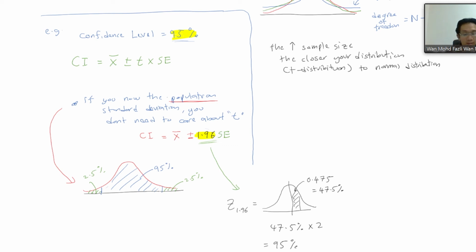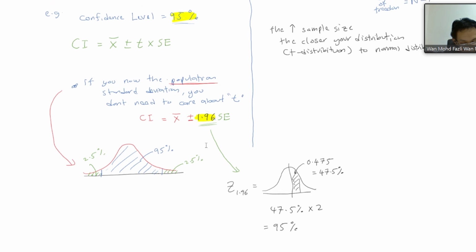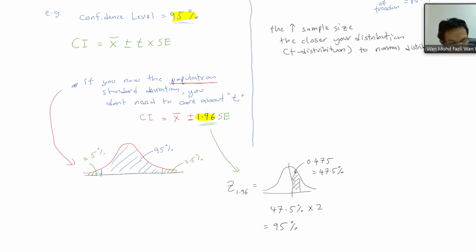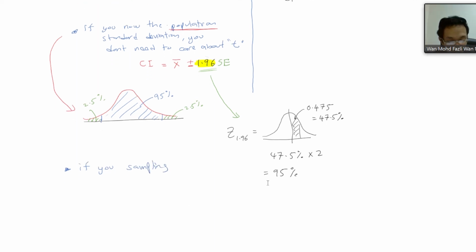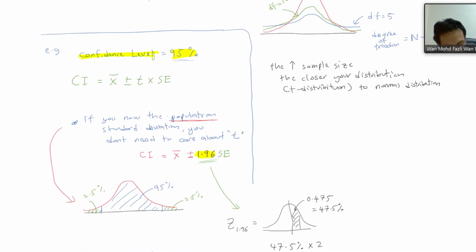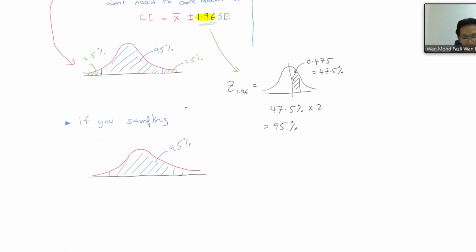Okay, if you are doing sampling, like your case here, this is what happens if you deal with the population. But if you do sampling, you will also get a curve like this. But you cannot directly relate it to the table. Basically, you also want to see where your data lies, the 95%, because this is the confidence level that you put.